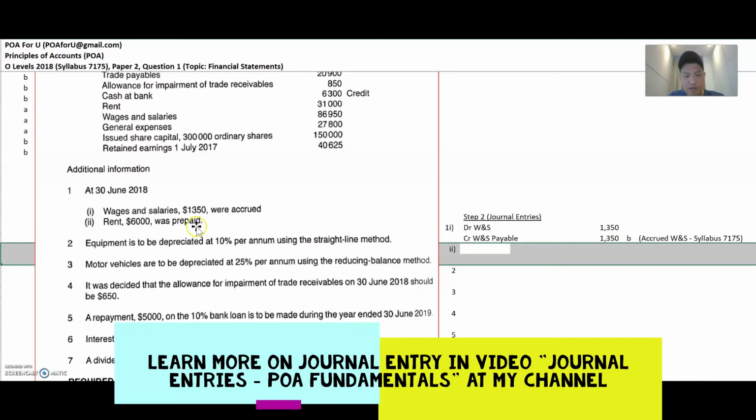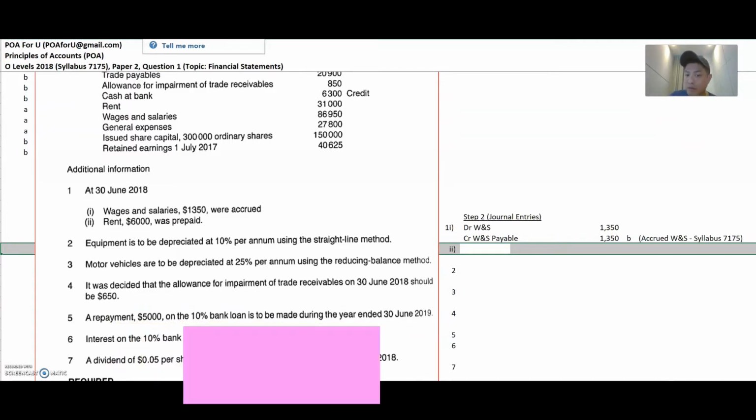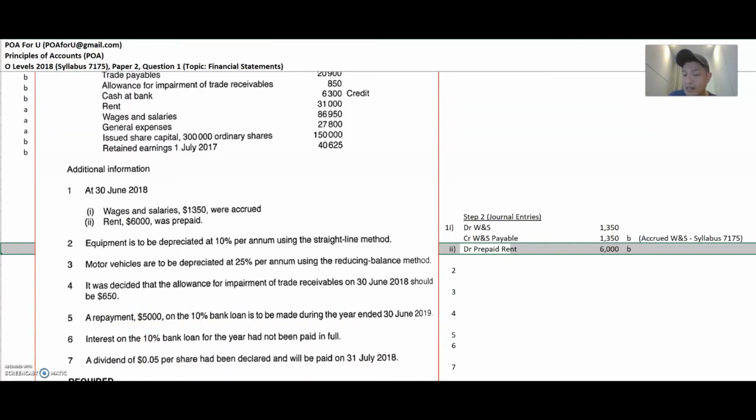Now the next one, rent 6,000 was prepaid. So if you have a prepaid rent, then you need to recognize a prepaid rent account, which is an asset account. So I've debited prepaid rent, and if it's an asset account, then it's debit in nature. That's why we debit it, and you credit the rent account. And when you credit the rent account, you are essentially saying that this amount in the trial balance of 31,000 is not all entirely for this financial period. You're going to bring it down by 6,000 to reflect that actually only 25,000 relates to this financial period, and 6,000 you have transferred to the prepaid rent account because you paid it in advance. Right? That's the rationale for it.